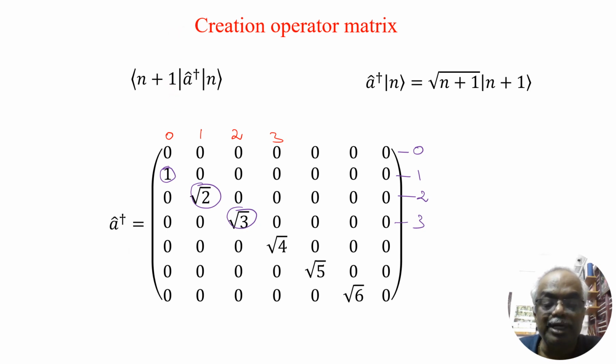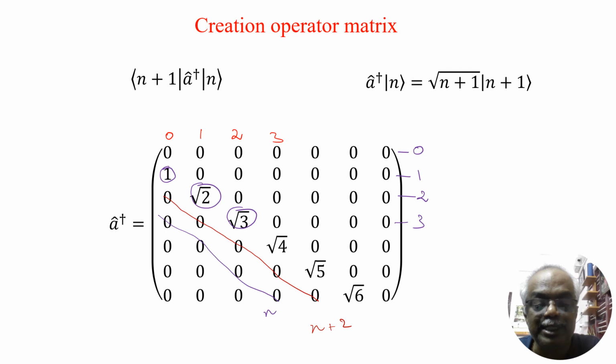I will use a different color. It will go in the octagonal element, this second row. When the bra vector is n plus 2, this is the octagonal element. Similarly, if the bra vector is n plus 3, then it will go like this: square root of 1, 2, 3. It will go here. This is n plus 3. So this is about the creation operator matrix.